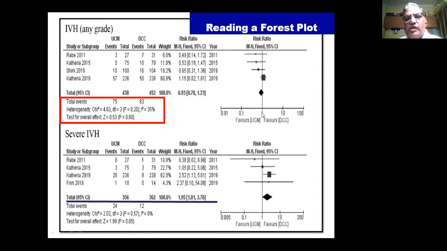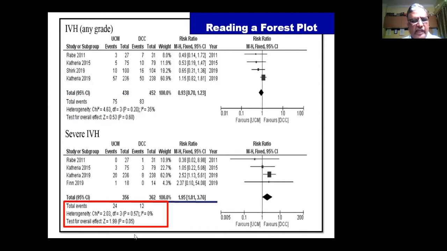If you are crossing the line of no difference, if the diamond is not crossing the line of no difference, that means your p-value is going to be more than 0.05. Here we were talking about IVH, any grade, then we look at severe IVH. Here 24 out of 356 subjects have got severe IVH, and here it is 12 out of 362. And you are finding that there is no heterogeneity, and the overall p-value is 0.05.